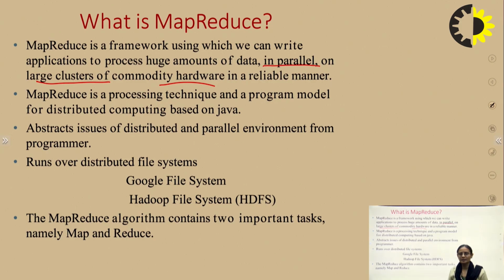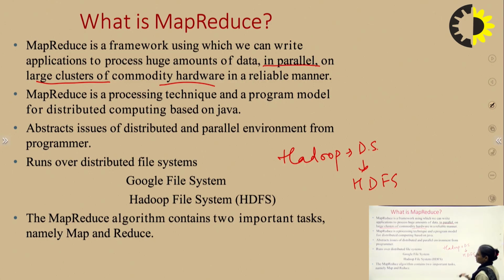As we have already seen when we discussed the Hadoop concept, it is meant for the distributed system. It utilizes the concept of distributed system, and there we have the file system which is known by the name HDFS. So basically MapReduce interacts with this data cluster on which we have HDFS, abstracting the issues of the distributed and parallel environment from the programmer.